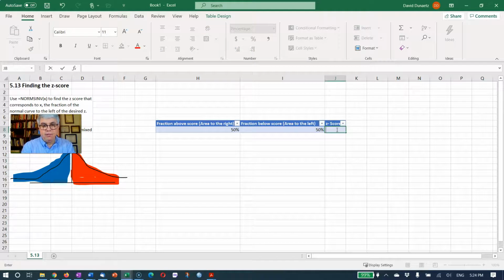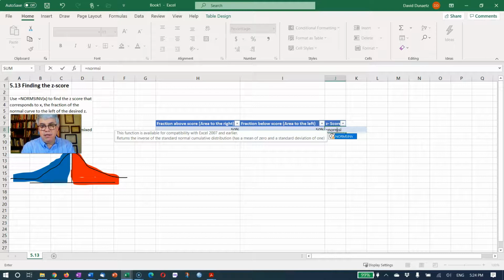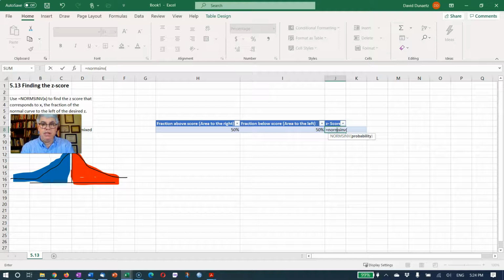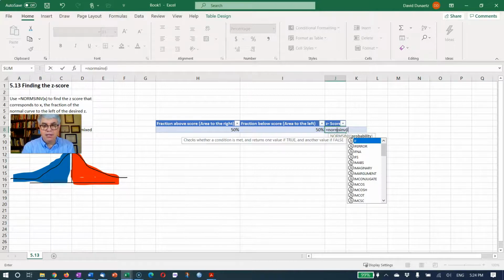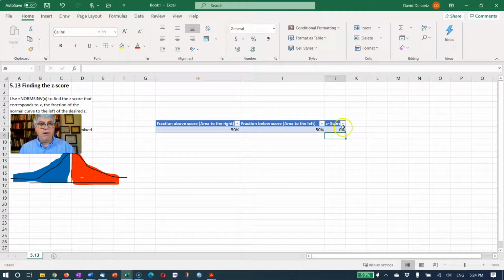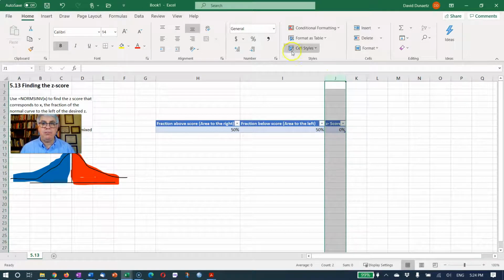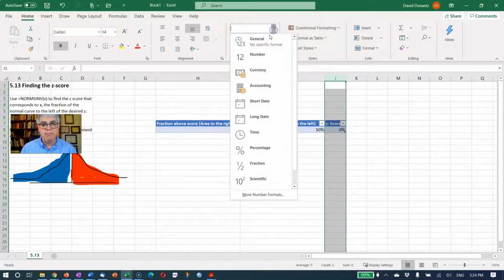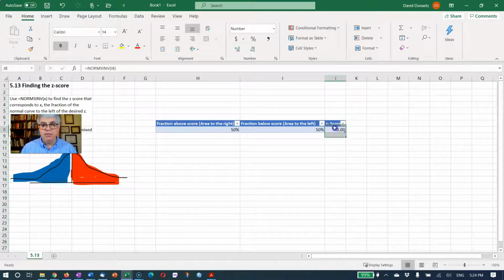So equals NORM.S.INV, and we're going to use the area to the left, the blue, so that'll be I8. I8, and press enter, and it gave us a percentage. We don't want it in percentage. It says to report it to 2 decimal points, so that means number. So that means a z-score of 0.00.